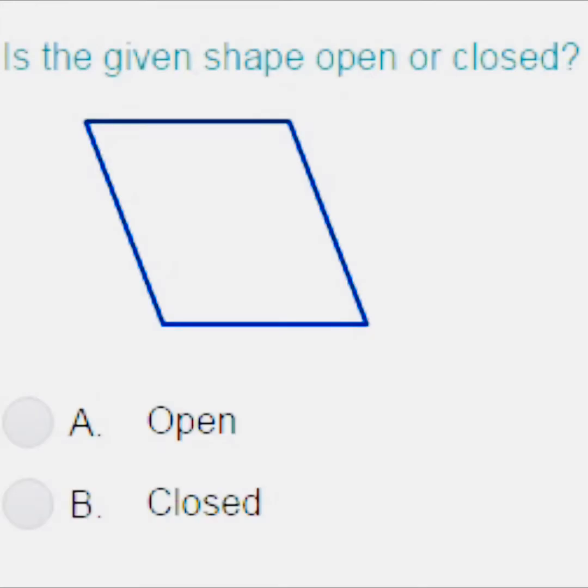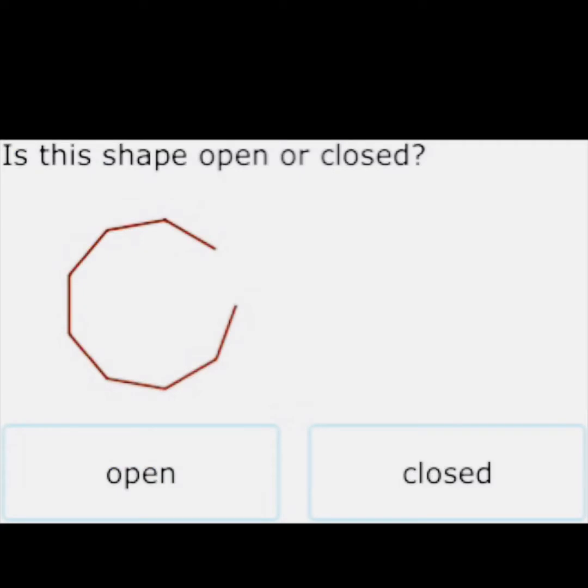All right, let's test your knowledge. Is the given shape that you see here open or closed? A, open, or B, closed? The answer is closed, because if we imagine these lines as walls, then it would be a closed room. So this would be a closed shape. All right, now how about this one? Is this shape open or closed? This shape is open, because if we imagined it as a room, then one of our walls is missing, so it's almost like an open room.